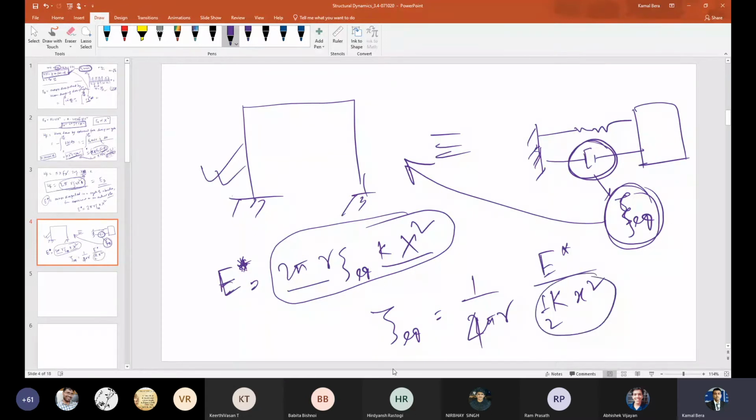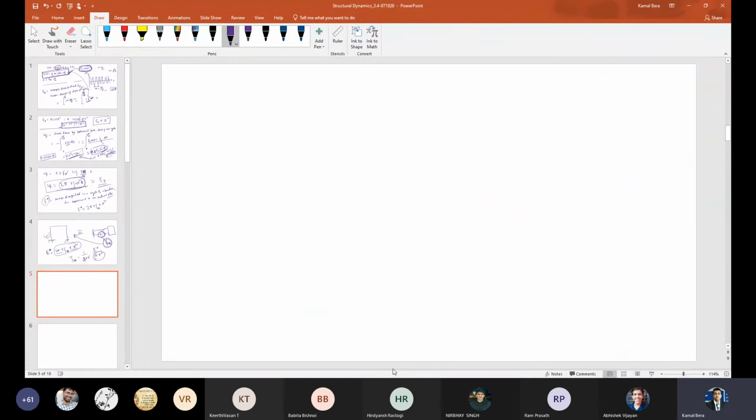k x square. Now what is half k x square? Zeta equivalent equals 1 by 4 pi r E star divided by half k x square. What is half k x square? Capital X square, capital X. What is half k capital X square?